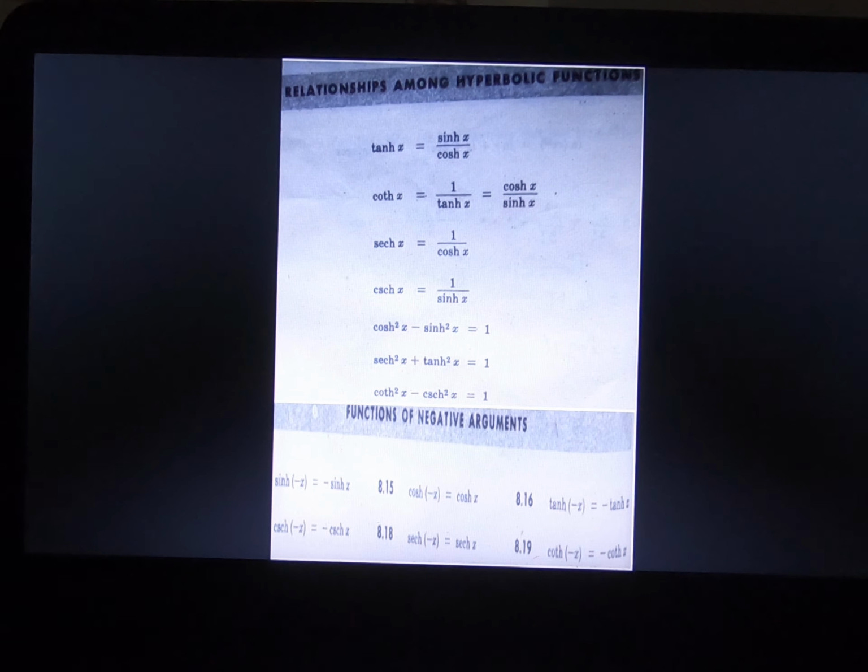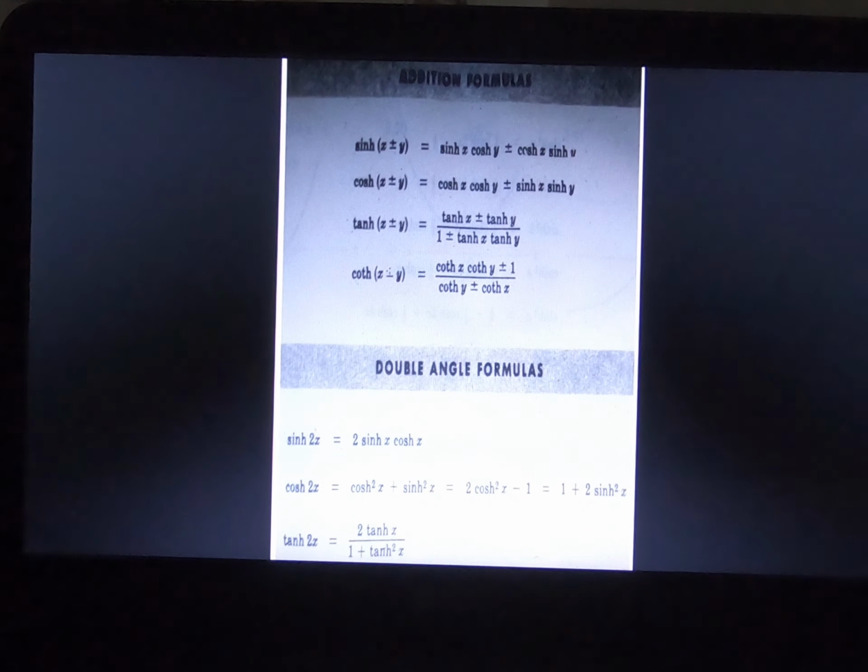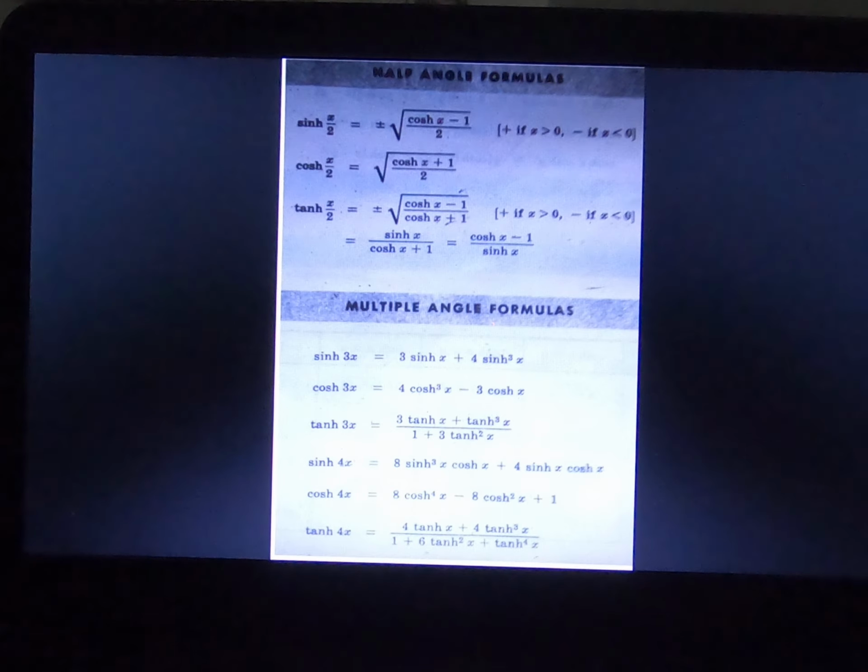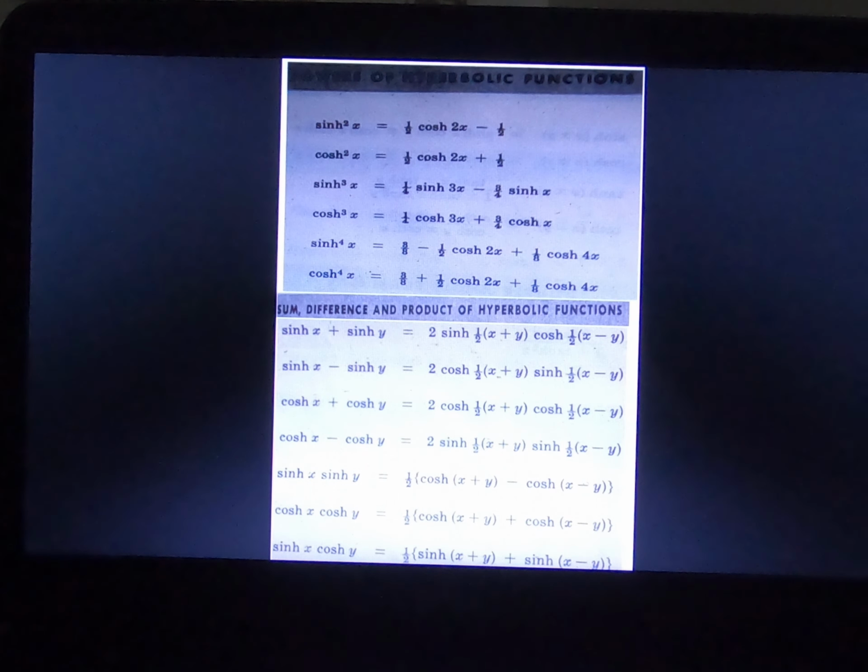These are the relationships and some properties: half angle, multiple angle, power, sum, difference, and product of hyperbolic function.